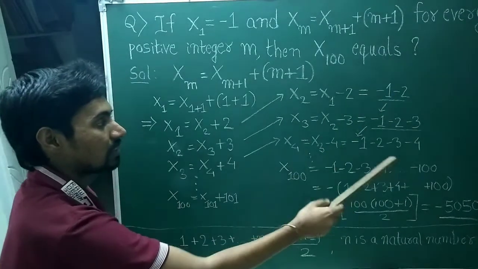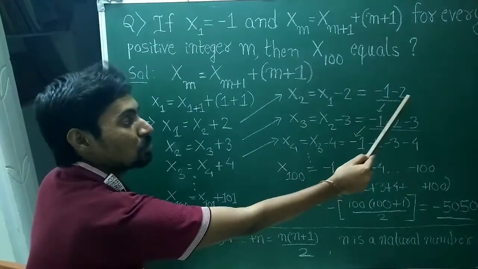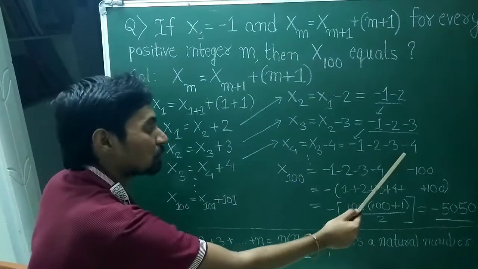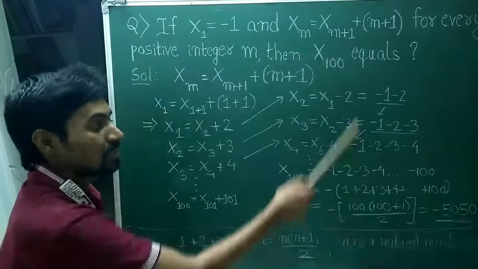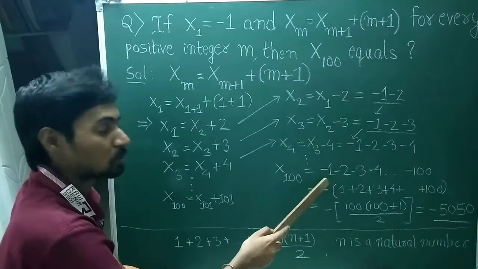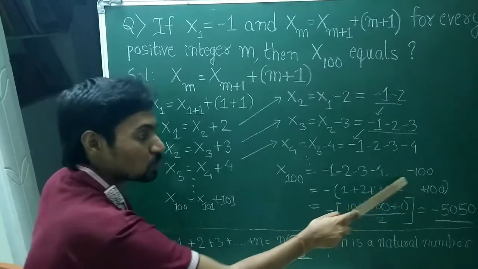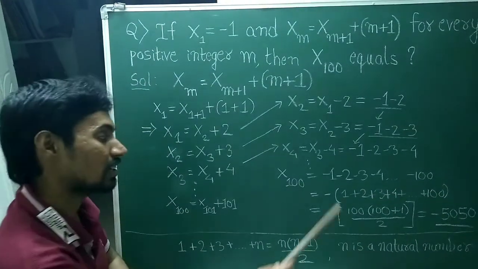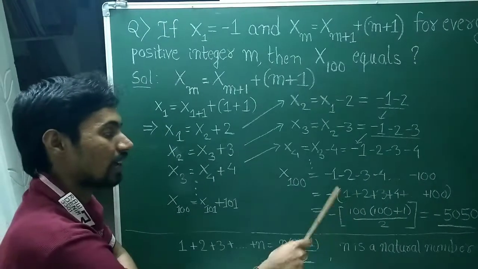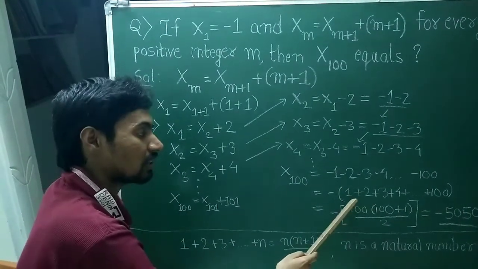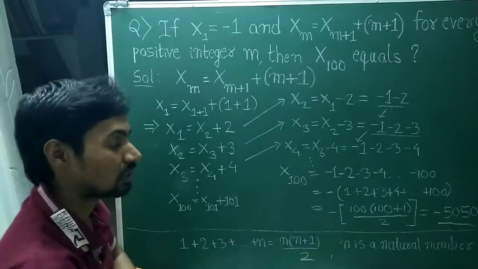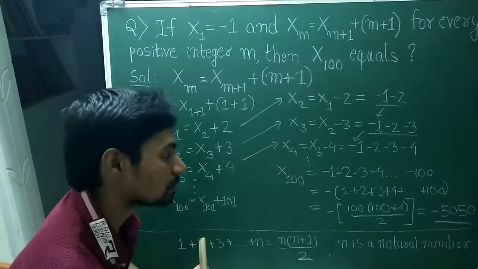And similarly for x4 you get x3 minus 4, which is -1, -2, -3, -4. You can find a pattern here. For x2 the values range up to 2, for x3 the values range up to 3, and for x4 the values range up to 4. So a similar pattern for x100: the value is -1, -2, -3, -4, and so on up to -100. Here you can take minus as common in this sequence, and you get within the bracket 1 plus 2 plus 3 plus 4, and so on up to 100, which is the sum of the first 100 natural numbers.